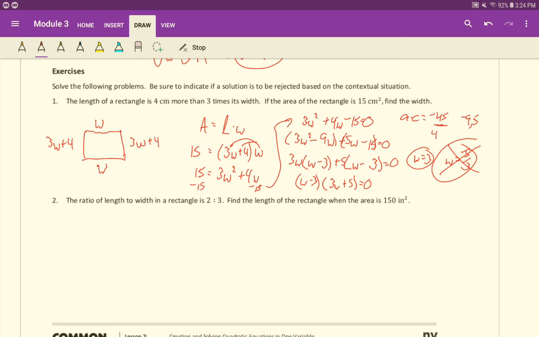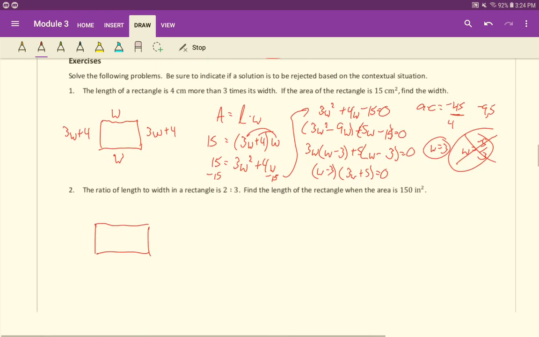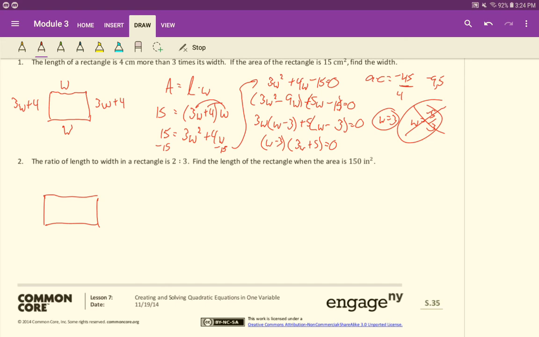All right, last one, number 2. So very similar to that other one we did prior to this exercise. Length to width in a rectangle is 2 to 3. So length to width is 2 over 3, which otherwise means if I multiply both sides by 3, that we'll have 3L over w equals 2, and multiply both sides by w, so we'll have 3L equals 2w.